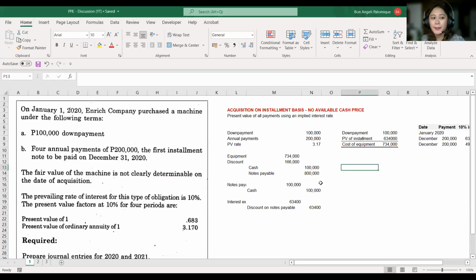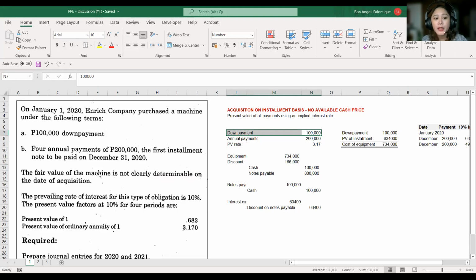Okay, for number 1 problem. On January 1, 2020, huwag na kayo tumingin dito sa sagot, tingin kayo dito sa tanong. Si Enrich Company, bumili siya ng machine. Nag-down siya ng 100,000 and magbabayad siya ng 4 equal annual payments of 200,000.